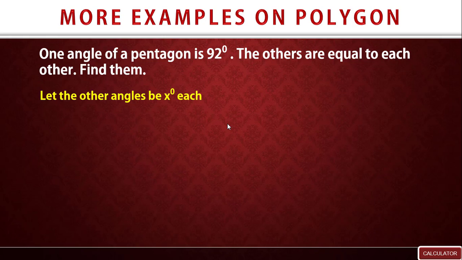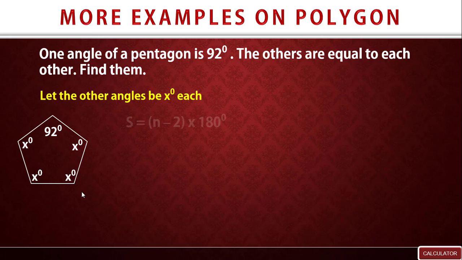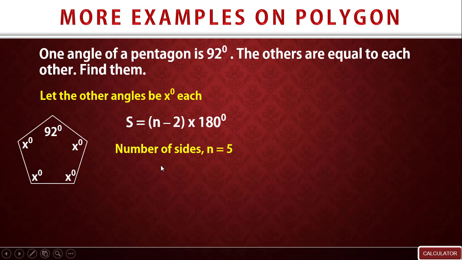So let's try to draw the pentagon, which has 5 sides. The pentagon will look like this. We have one of the angles to be 92 degrees, and the others, since they are equal, we represent them to be s degrees each, as you can see right there. To get the sum of angles in a pentagon, we need to use the sum of interior angles formula, which is s equals n minus 2 multiplied by 180 degrees.